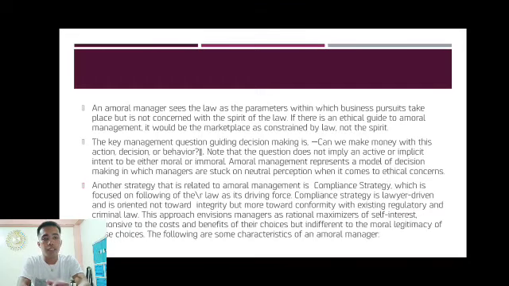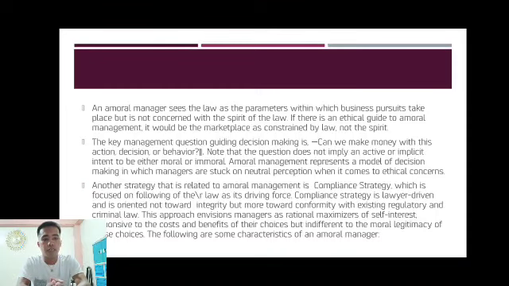Amoral management represents a model of decision making in which managers are stuck on neutral perception when it comes to ethical concerns. Another strategy that is related to amoral management is compliance strategy, which is focused on following the law as its driving force. Compliance strategy is lawyer-driven and is oriented not toward integrity but more toward conformity with existing regulatory and criminal law. This approach envisions managers as rational maximizers of self-interest, responsive to the cost and benefits of their choice but indifferent to the moral legitimacy of those choices.